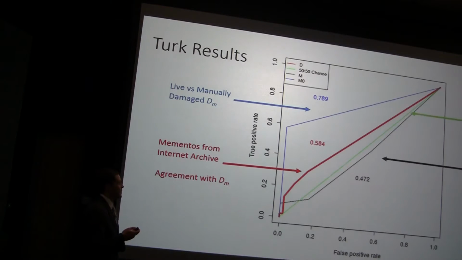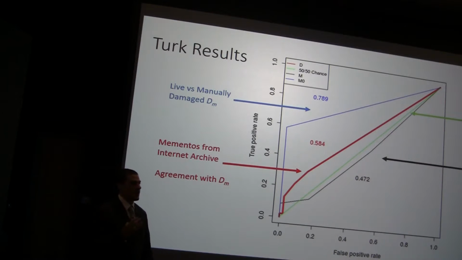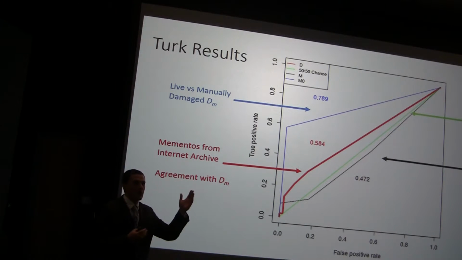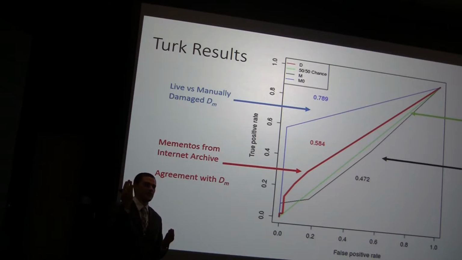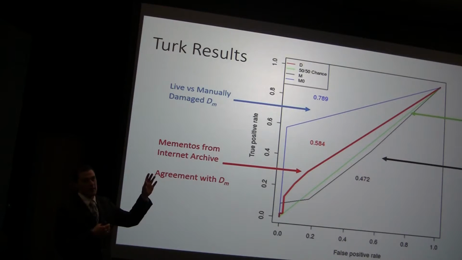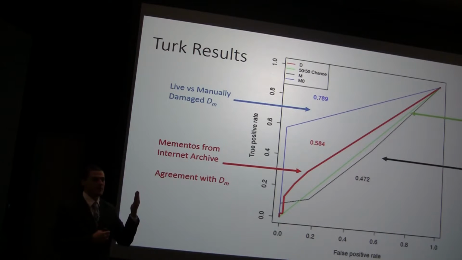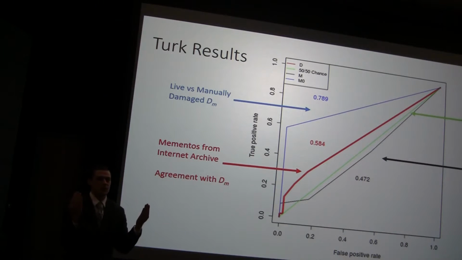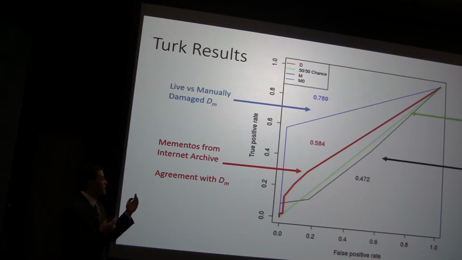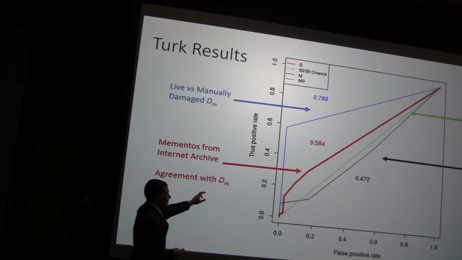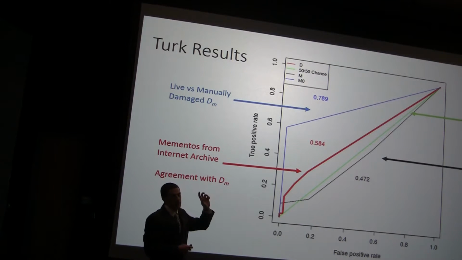And the results of our experiment show that about 80% of the time, when presented with a live web version and an archived but clearly damaged version of the same resource, the Turkers were able to identify the live web resource as the better one. Now, when we sampled the 2 Internet Archive resources, or mementos, they were only in agreement with our damage metric about 58% of the time.